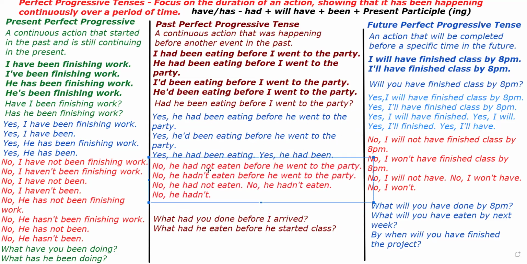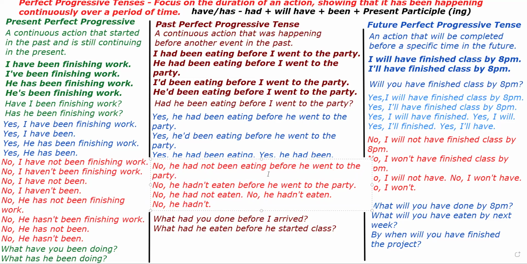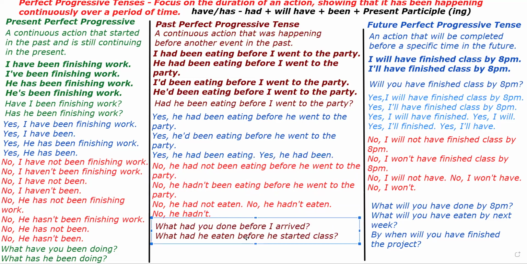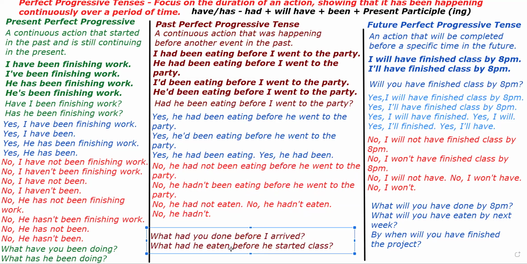The next one, no, he had not what? He had not been eating before he went to the party. Or no, no, he hadn't been eating before he went to the party. Okay, what else? No, he had not been eating.